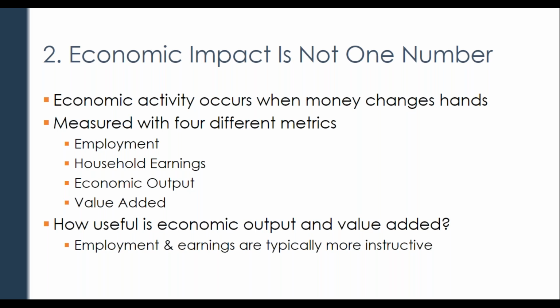The question here in the last bullet says, how useful is economic output and value added? And I'll say, in our experience, it's really just more confusing than anything. And while you'll see it in the newspaper very often, it's going to have $5 billion economic impact, what they're probably presenting there is economic output. That's $5 billion in economic output. It really doesn't tell you very much about it, other than it's some big number that seems impressive.